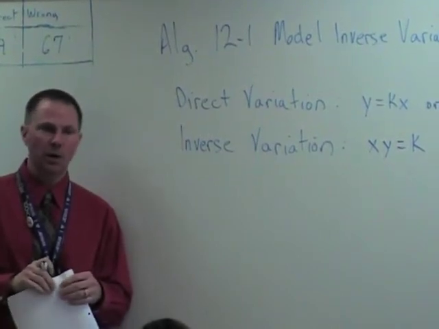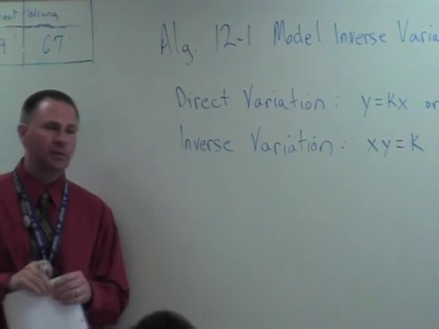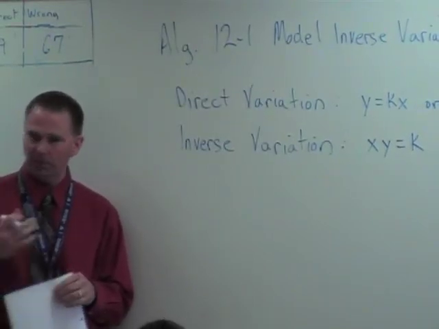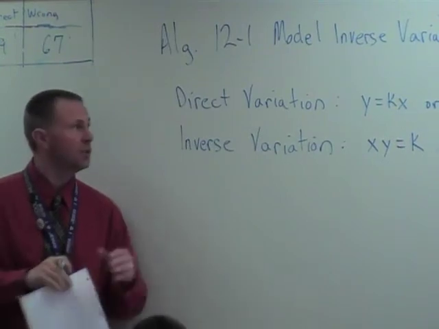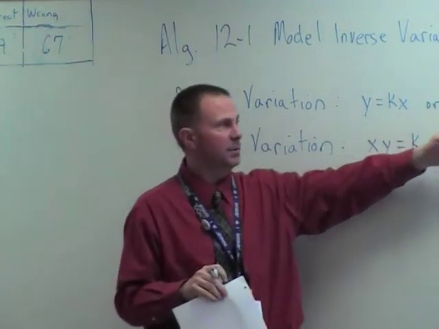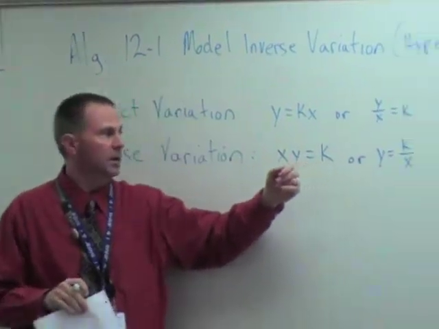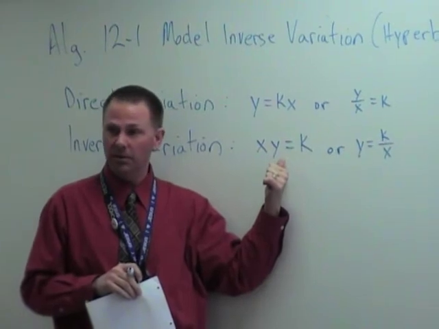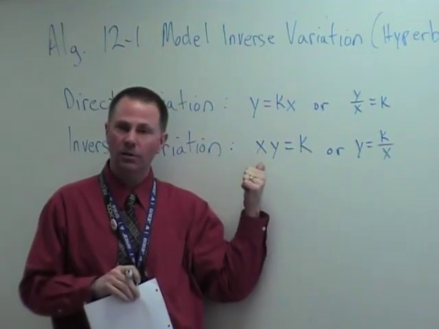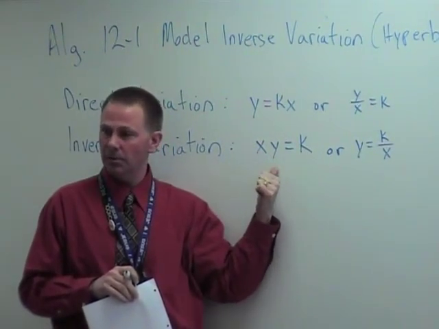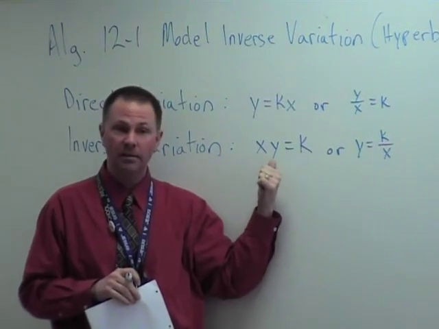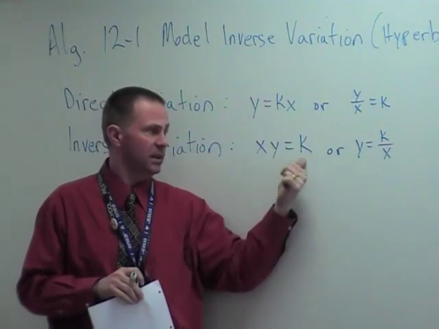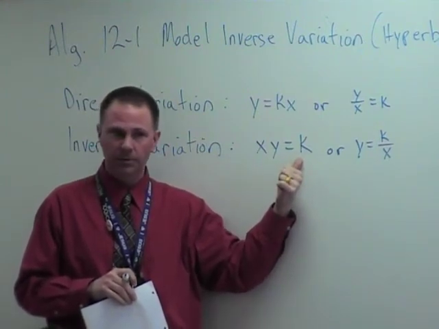Direct variation is just y divided by x. If you take all the points in a table and divide y by x and they're all the same, that means you have a direct variation. They're all going to be constant. If you do that with inverse variation, you're not going to have the same number. But if you take each coordinate and take the y times the x, you'll get the exact same number.